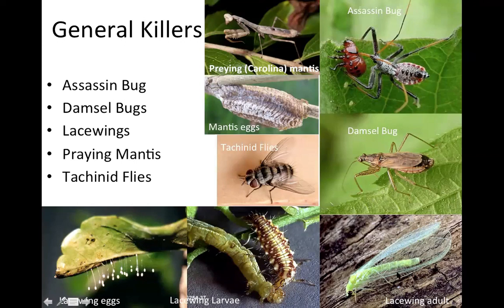Lacewings are probably one of the best beneficial insects out there. They're really fantastic. You'll see them. They'll have these little eggs that are just hanging from.